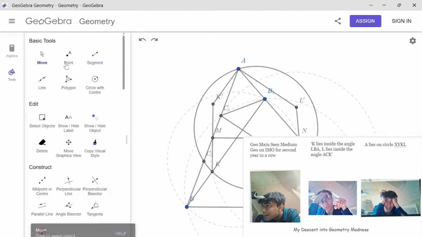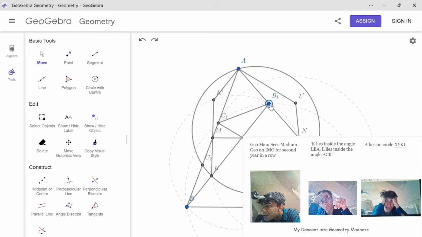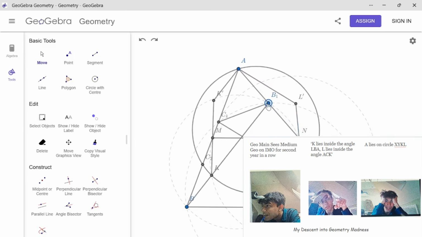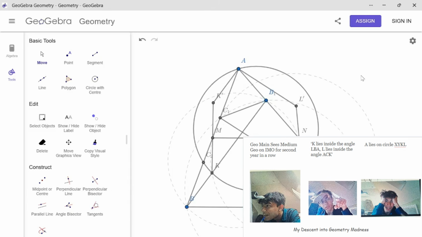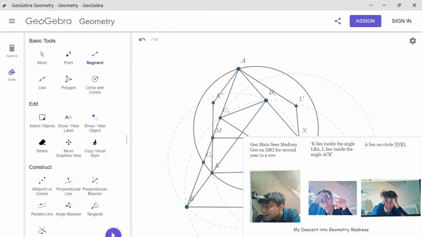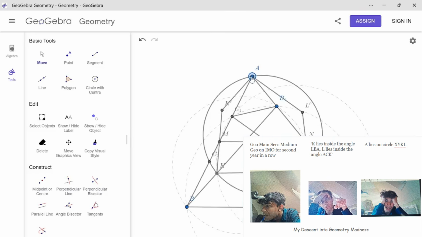Okay, yeah. KL's kind of looking parallel to BC. KL's looking very parallel to BC. Yeah, this moving B1 is the equivalent of me drawing multiple diagrams in the exam. Okay. KL is looking very parallel to BC. Is it though? If I move, still looking very bad.